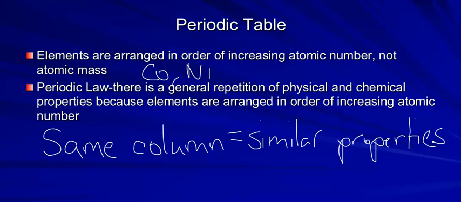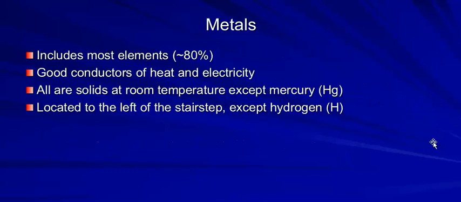We can divide the periodic table into three main groups. First group, metals. Metals include most elements. About 80% of the periodic table are metals. Metals are good conductors of heat and electricity, so heat and electricity flow through metals rather easily. Metals are all solids at room temp, except for mercury.